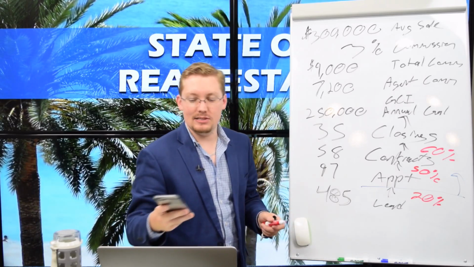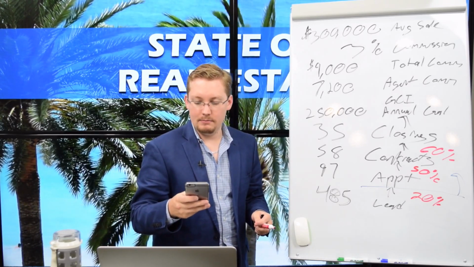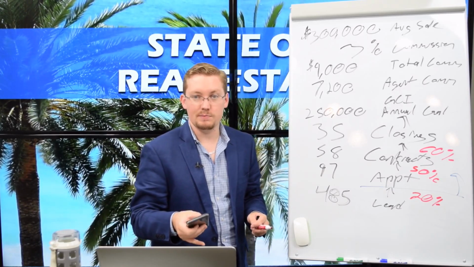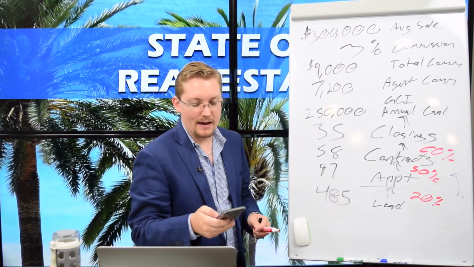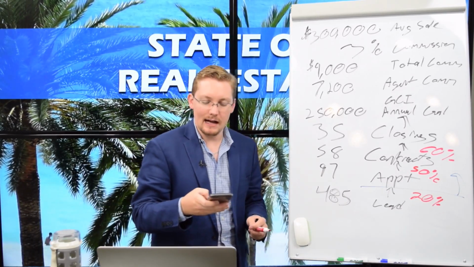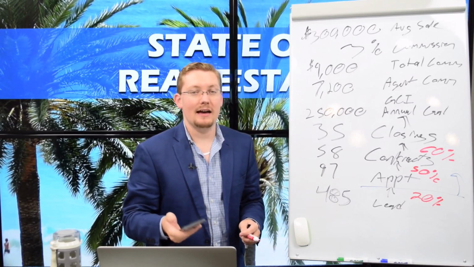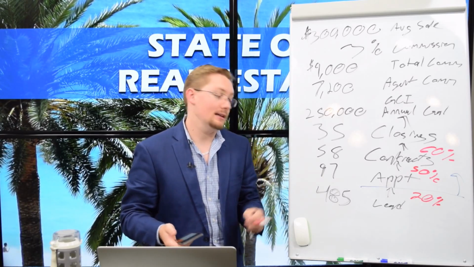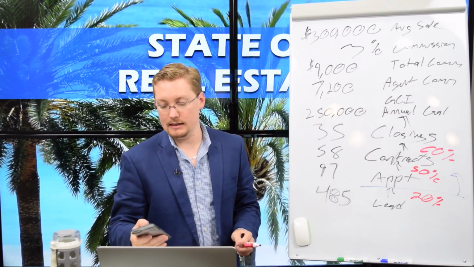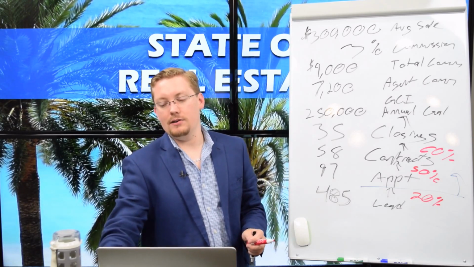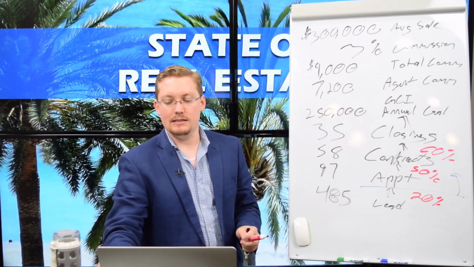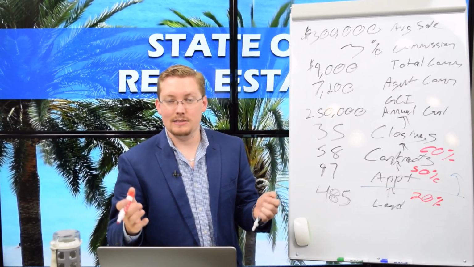Depending on your zip code, that could be anywhere from $50 to maybe $100 per lead. Let's say 485 leads times about $50 per lead. That's about $25,000 in annual cost you'd have for Zillow, based on $50 a lead. Now, the good news is if you're just starting out in real estate and you're brand new to this and you don't have $25,000 to spend, that's okay.